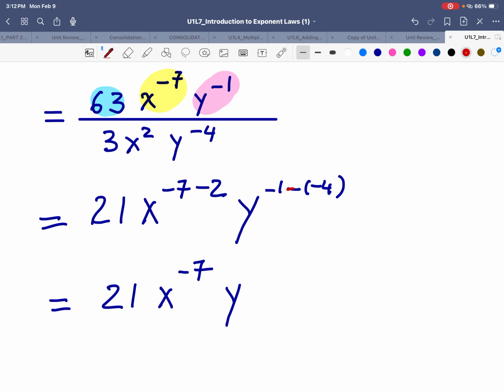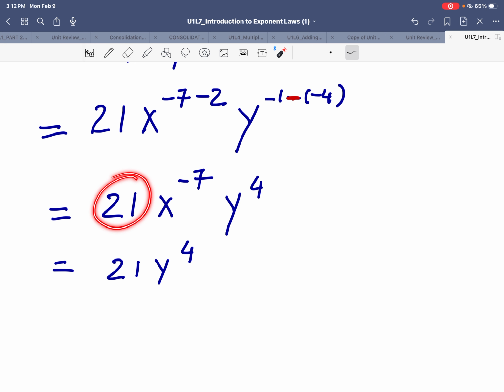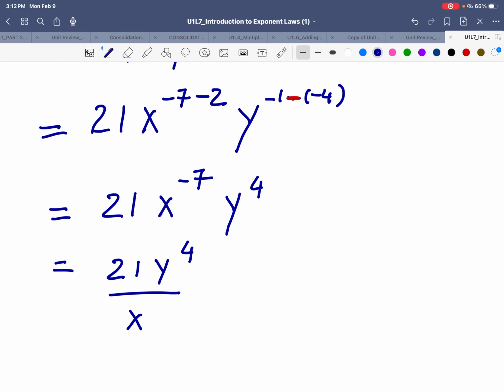So y is to what power now? Negative or minus negative 4 is like plus 4. Negative 1 plus 4 is positive 4. So we don't even have to worry about y. One last step, we are going to convert the exponents that are negative into positive. And the way we do it is we keep whatever exponent is positive on top. 21 is also a numerator, so it will stay here. And the denominator will carry that negative exponent, and we will make it positive.